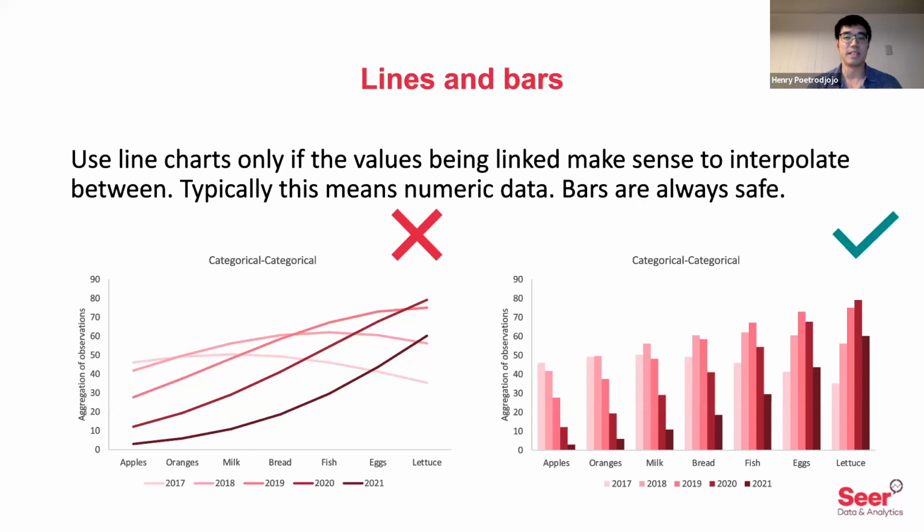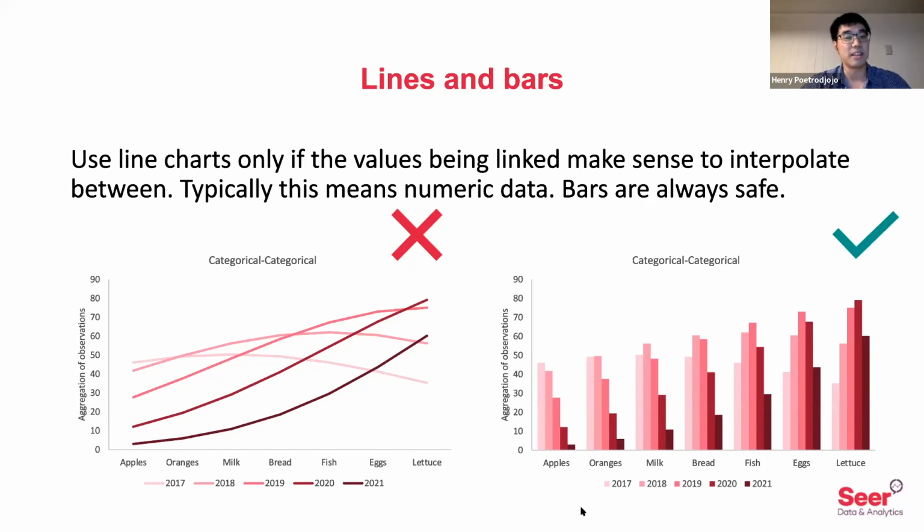Just bring these 2 things together. It's important to know when it makes sense to use a line chart or a bar chart and what colors to use. So on the left of this slide, what we have is a line chart showing different produce ranges, so apples, oranges, milk, bread, over different years. So different years are different colors.